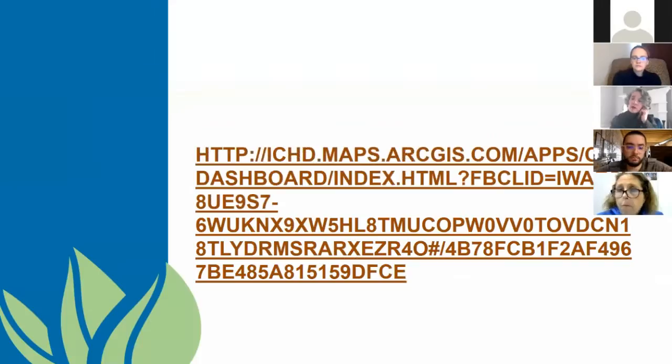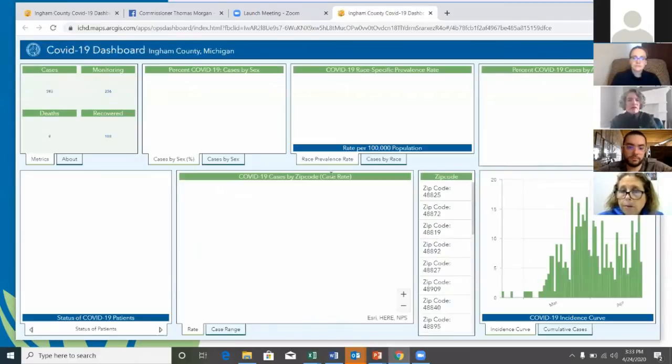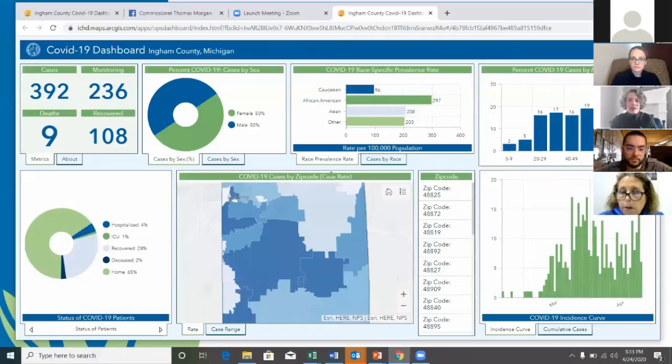So first of all, we did finally get a dashboard on our website. I'm going to take you out to that dashboard really quickly, but then I'm going to use my PowerPoint charts and graphs. If you go to our website, which is hd.ingham.org, so you don't have to memorize this whole thing, and then go to our COVID page, you will see a link to this dashboard, which is now up.